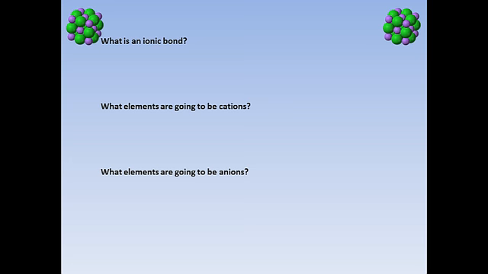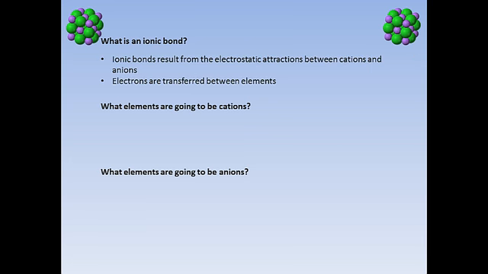What is an ionic bond? Ionic bonds result from the electrostatic attractions between cations, which are positively charged ions, and anions, which are negatively charged ions. In these bonds, electrons are transferred between elements.